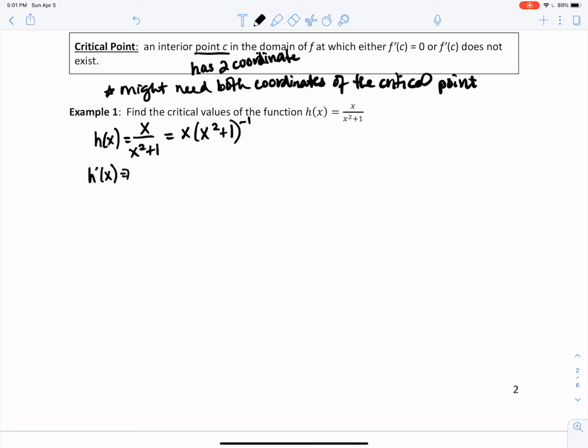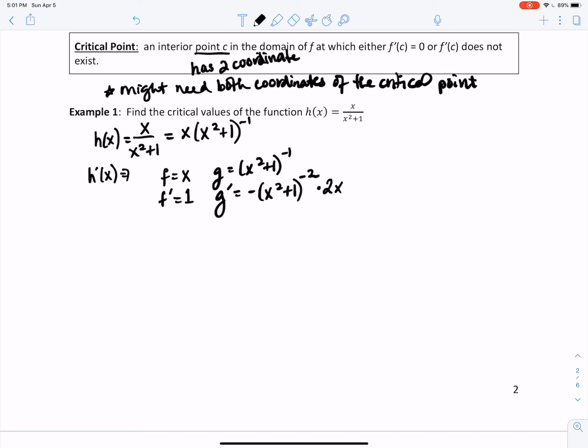In order to do that, now I have it set up with two functions that are being multiplied together. I'm going to call my f x, and f prime is the derivative of x, which is just 1. And my g is going to be x squared plus 1 to the minus 1. So g prime is negative x squared plus 1 raised to the minus 2 times, I have to use the chain rule here, times the derivative of what's inside the parentheses, which is 2x, and the derivative of 1 is just 0.